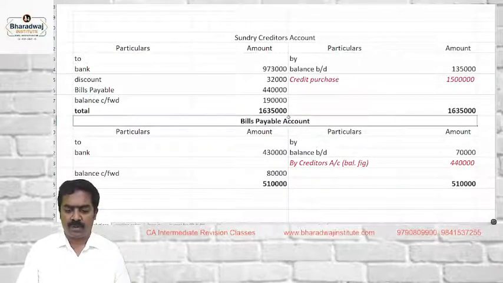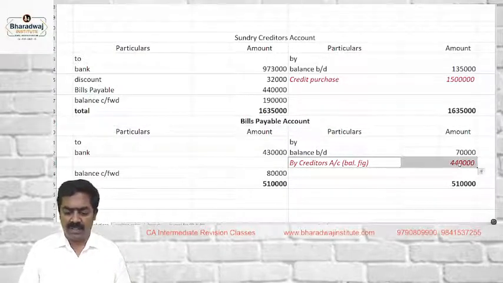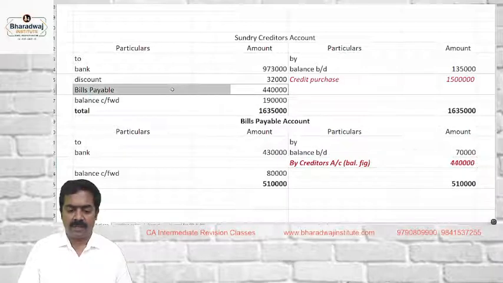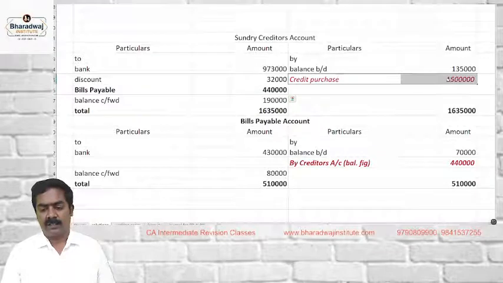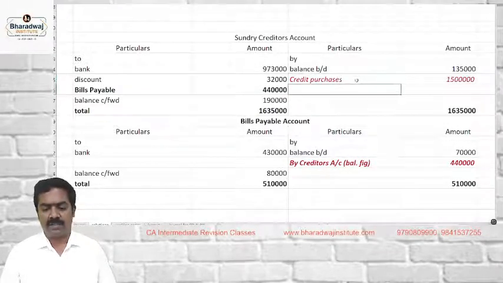So first close which account? Bills payable account. We get this 4,40,000 balancing figure. That is nothing but acceptance given to creditors. As a balancing figure, we get which one? Credit purchases.